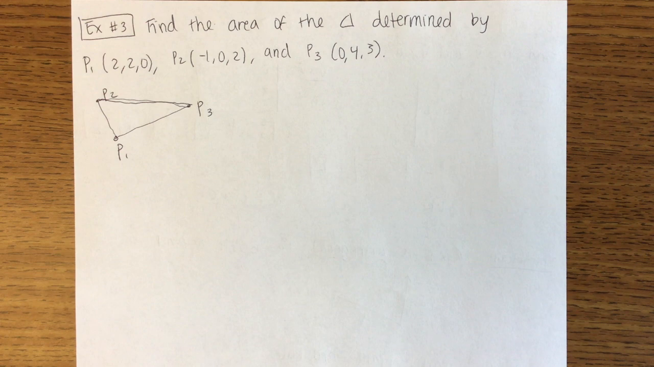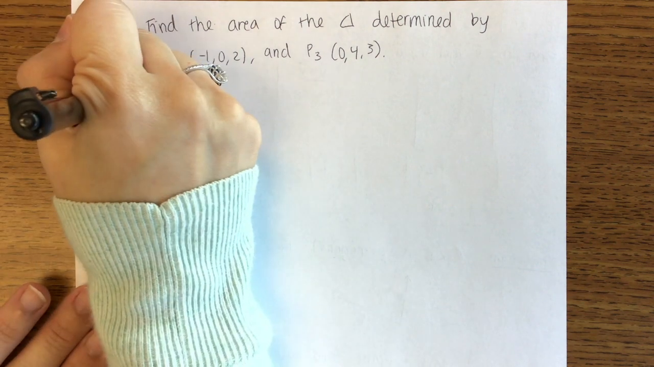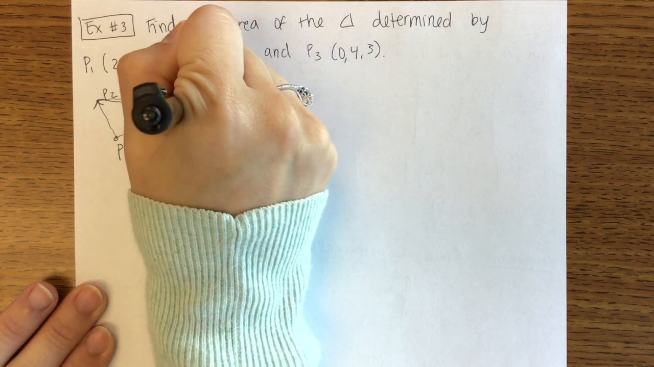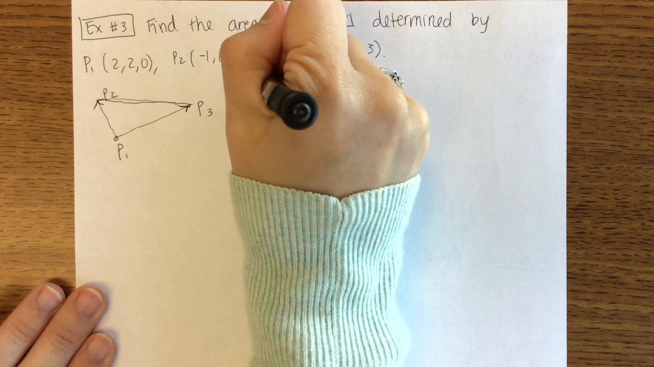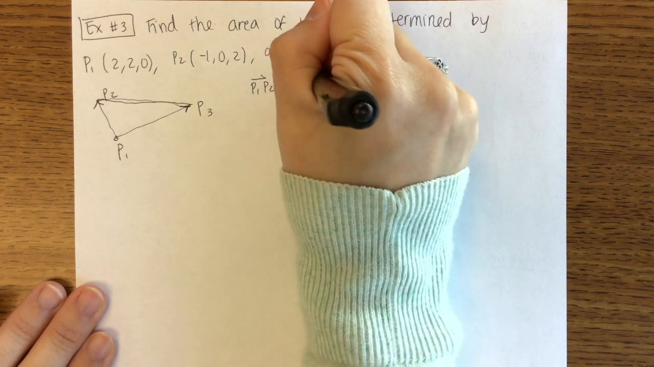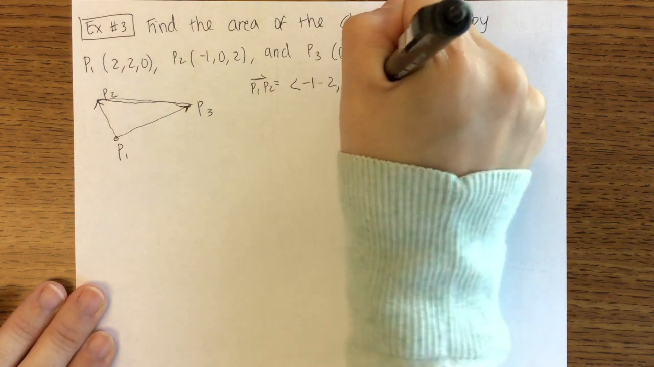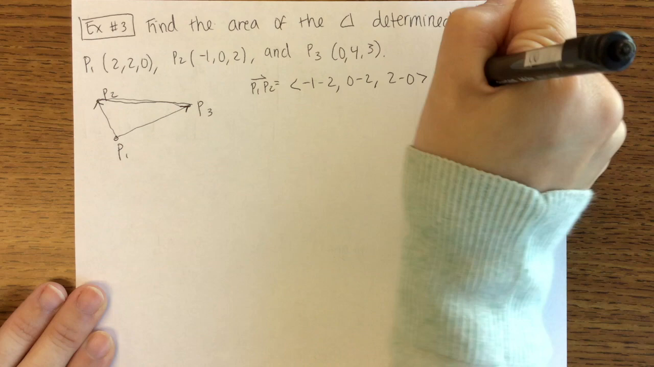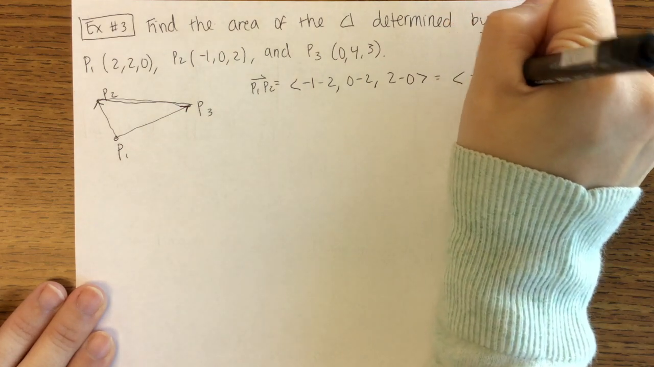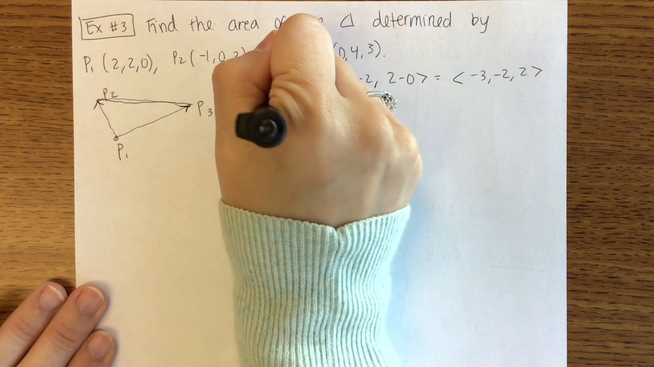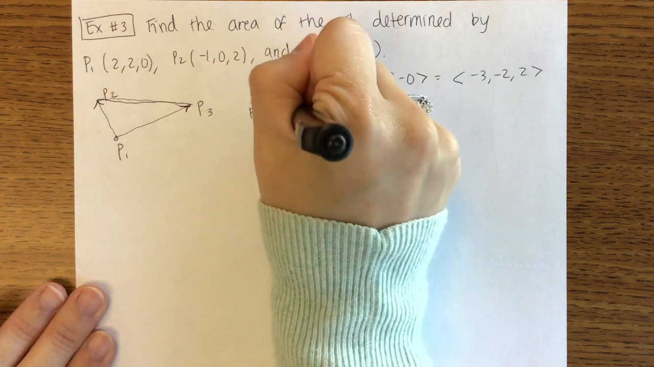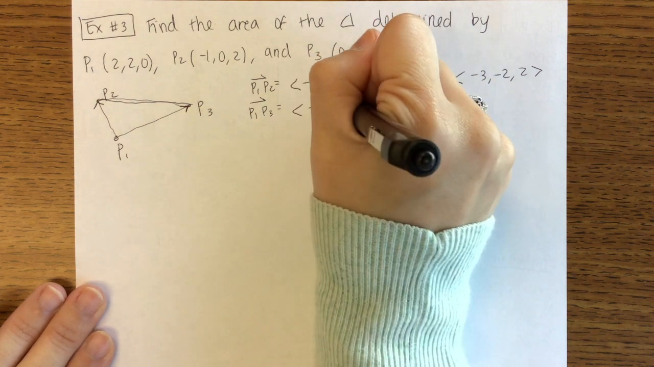Now, it's probably a good idea to start by calculating some of these vectors. So we have this vector P1, P2, and this vector P1, P3. So let's start with that. If we have P1, P2, it's going to be P2 subtract P1. So this will be -1 minus 2, 0 minus 2, and 2 minus 0, which gives us the vector -3, -2, 2. We also have a vector P1, P3. If you trust me, I will tell you that ends up being -2, 2, 3.